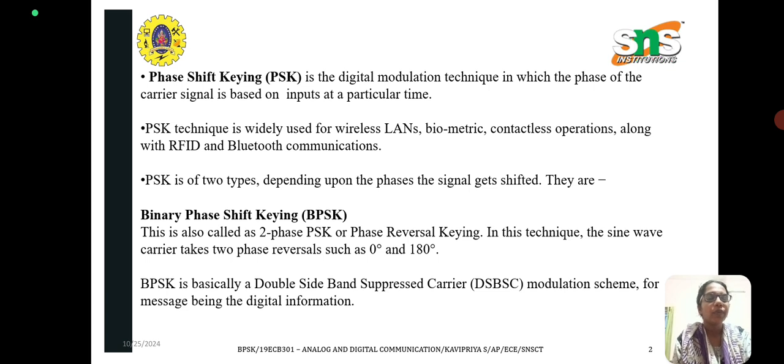Binary phase shift keying is basically a double sideband suppressed carrier, DSB-SC, modulation scheme. For DSB-SC the message is usually an analog signal, whereas here the message is a digital signal. So the modulation scheme used here is double sideband suppressed carrier, and the input signal is a digital signal.